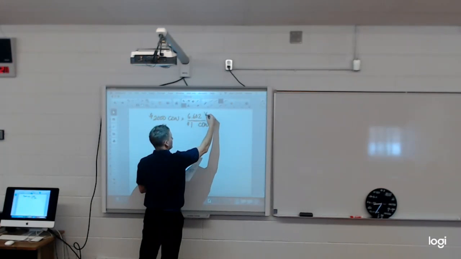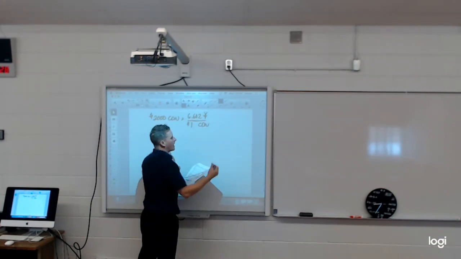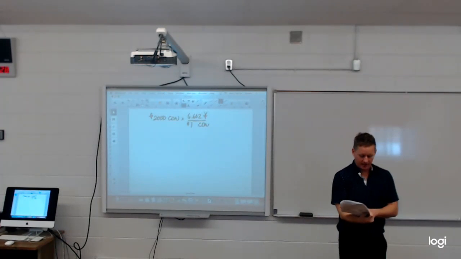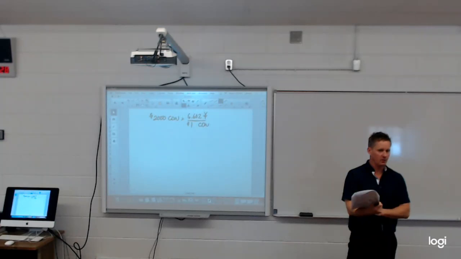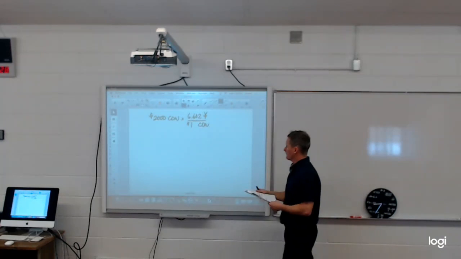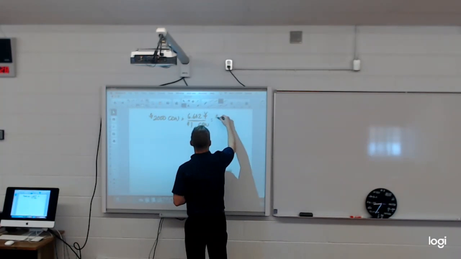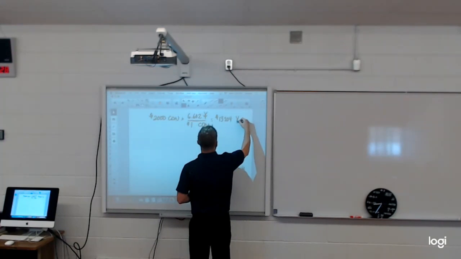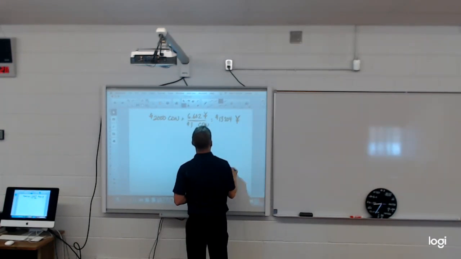Good job. Remember what it says: go across the top with the money that you have, and find out which one you're converting it to going down the column there. Okay, so what does it work out to? 15,204. Good job.